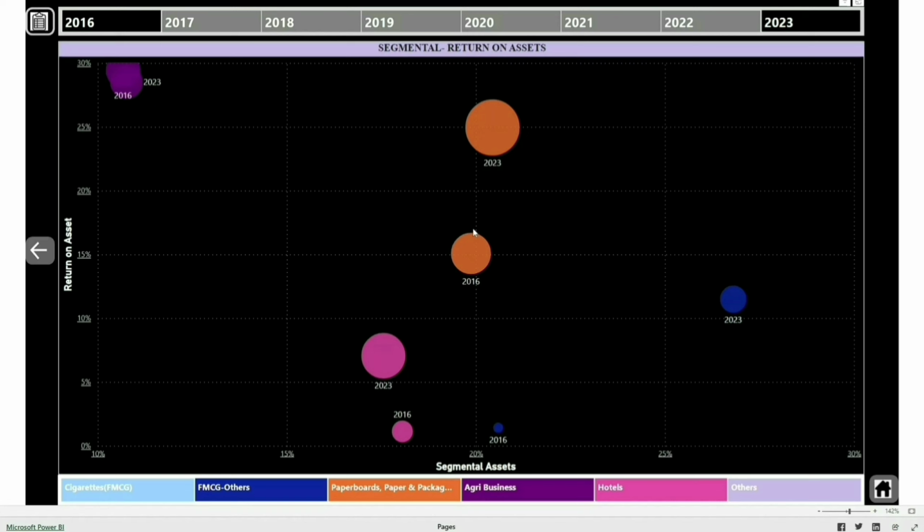Here we can see for the paper business, the asset allocation has increased slightly, but the profitability has increased significantly. But the most drastic change you can see happens to be for the FMCG other business. So what does all of this conclude? That ITC somewhere or the other is focusing on the FMCG other business a bit more right now.